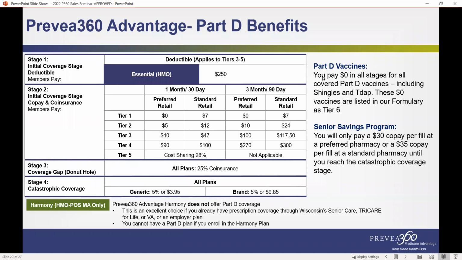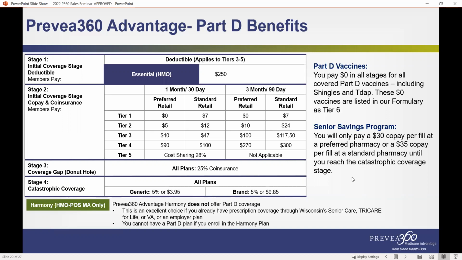So Part D vaccines. You pay a $0 copay in all stages for covered Part D vaccines, including shingles and Tdap. These $0 vaccines are listed in the drug formulary as tier 6. And with Part D vaccines, one thing to note is you do have to get those done at a pharmacy. You cannot get those done at a doctor's office. Now, there are Part B as in boy vaccines that you can receive in a doctor's office, and these include the flu shot, the pneumonia shot, and the hepatitis vaccine.